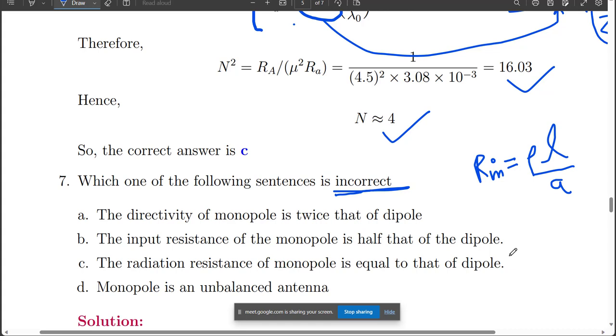Yes, it's a correct statement because it's a monopole. So monopole will have half of the input resistance compared to dipole. Yes, this is a correct statement. Now, if input resistance is half, does that mean the power will be, how much power will it be getting?